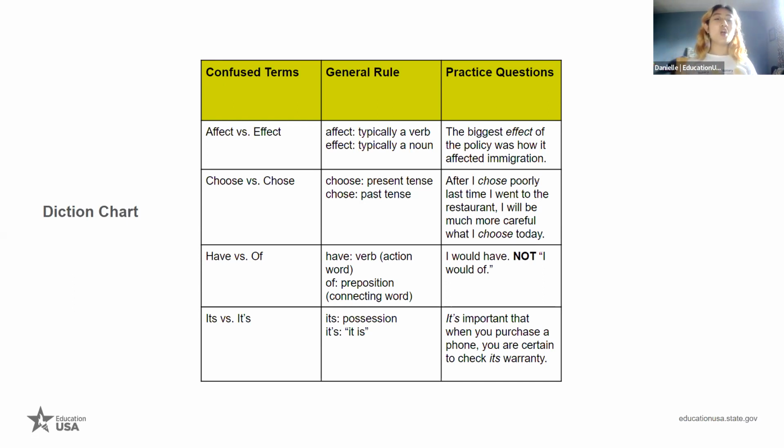We have choose versus chose, okay? So this one is also kind of hard to know, but choose is a present tense. Chose is a past tense. The sentence I have here: after I chose poorly last time I went to the restaurant, I will be more careful with what I choose today. A little complicated, but I chose poorly last time, past tense. Now I'll be more careful with what I choose. So once you have those side to side.